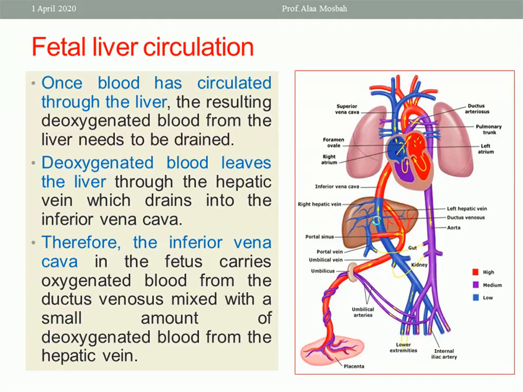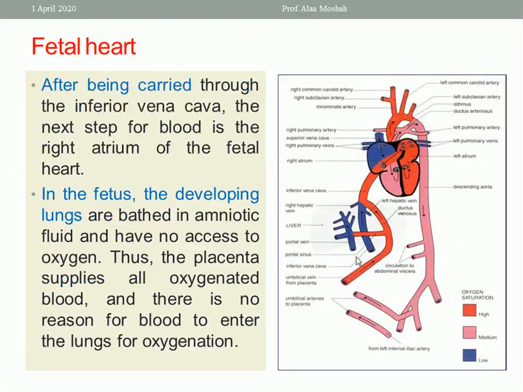Once the blood has circulated through the liver, the resulting deoxygenated blood from the liver needs to be drained. As we said, deoxygenated blood leaves the liver through the hepatic vein, which drains into the inferior vena cava, as seen here in the picture. Therefore, the inferior vena cava in the fetus carries oxygenated blood from the ductus venosus mixed with a small amount of deoxygenated blood from the hepatic vein.